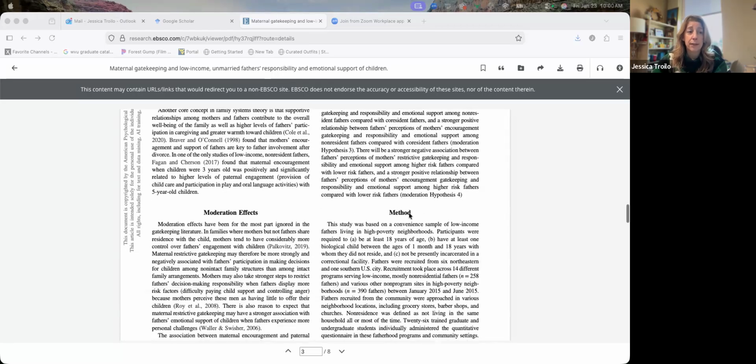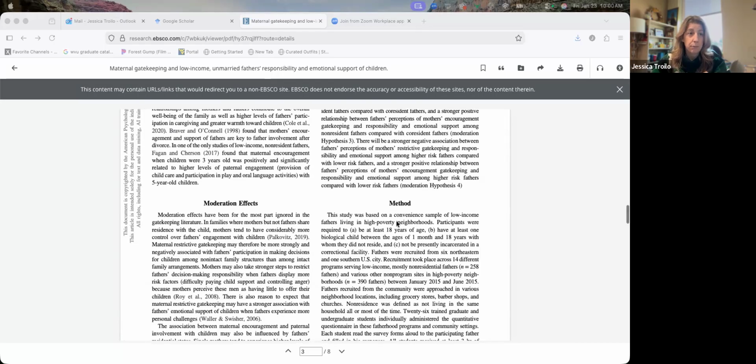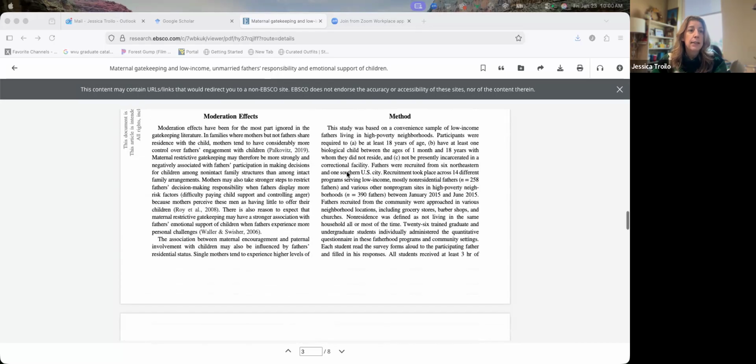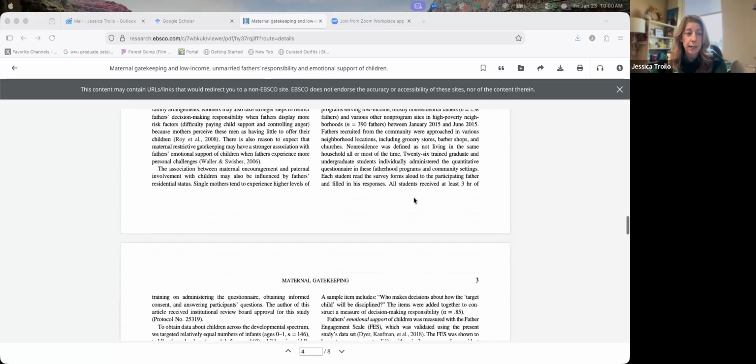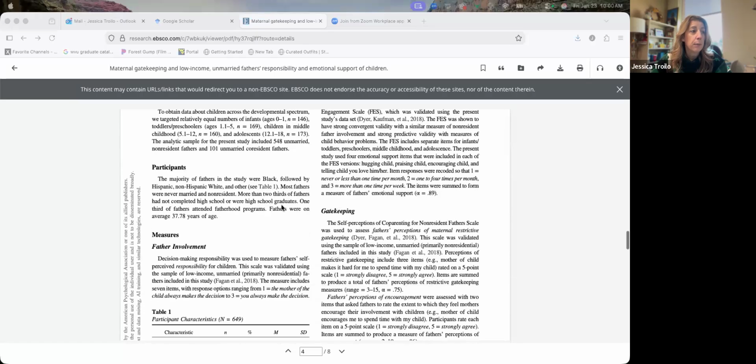There's also going to be a method section. It might be method, it might be analysis, they're usually called method sections, but that's what you want to look for too in your search for a research article. This is where it's going to tell you who is in the study, what did the researcher have them do, what are the characteristics of the people in the study.